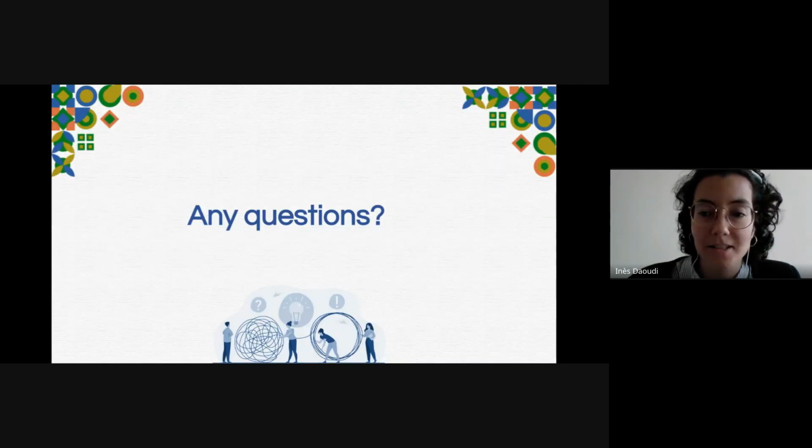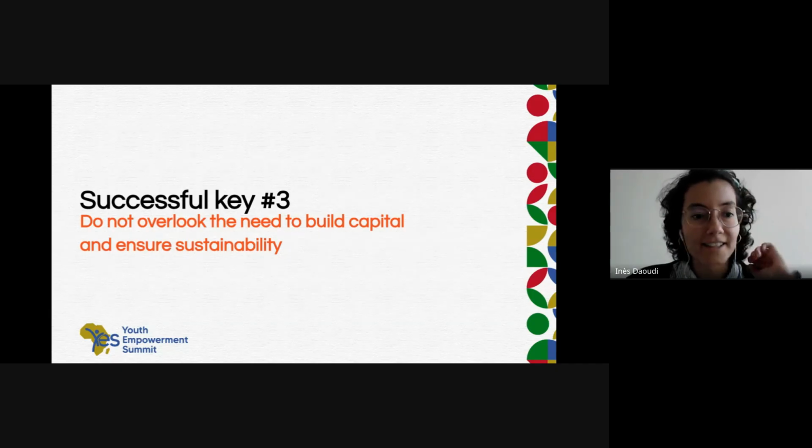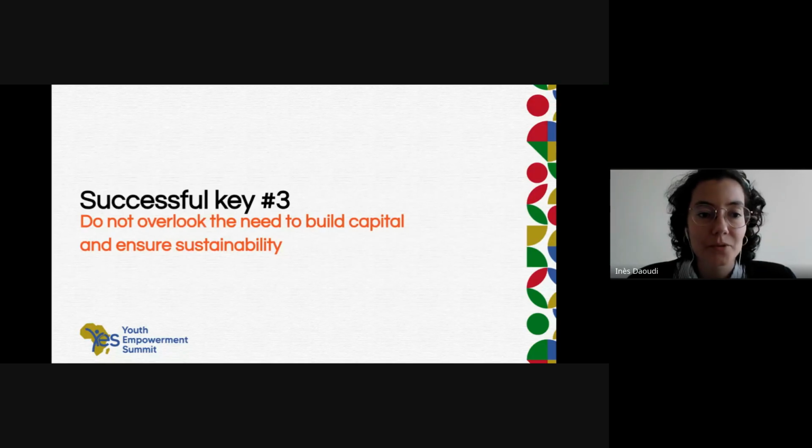That would be enough for this successful key. Let's keep going with number 3. It is very important not to overlook the need to build capital and capitalization and ensure sustainability. It is very important to ensure capitalization and sustainability, to draw lessons, to make information more accessible, to share experiences more simply, and also to ensure project ownership by beneficiaries.